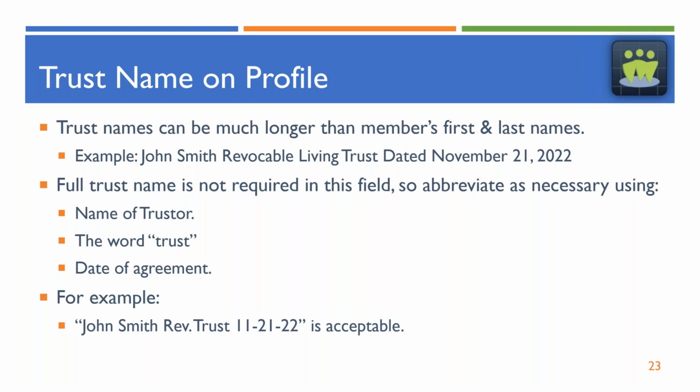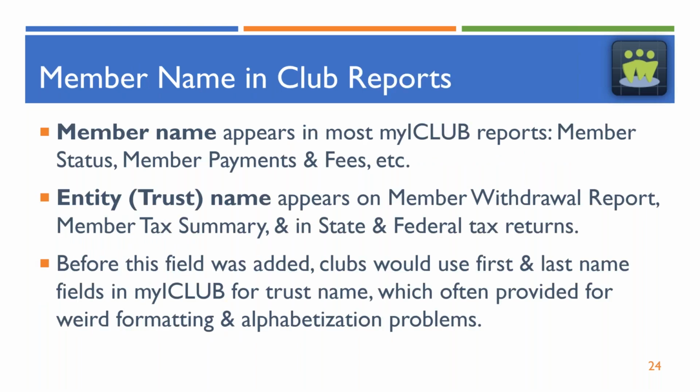Now, what will you see on club reports? Well, you will just see the member name on most reports, like the member status, member payments and fees. On things where you're possibly going to be filing or needing information for taxes, the full name of the trust will appear, or at least as much as you put in that entity name. So member withdrawal report, tax summary, and of course, your state and federal tax returns. The trust name will appear on those.